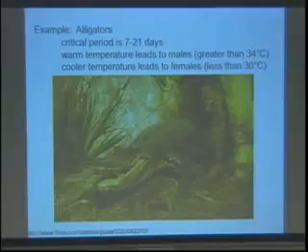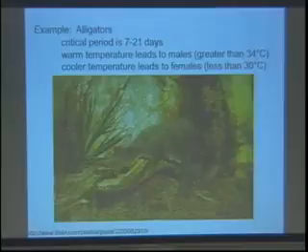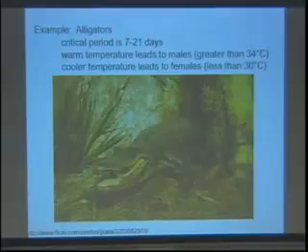So in fact, there's a lot of concern that as there's global temperature climate change, this is going to mess up a lot of animals. Because if the average temperature starts rising, for example, in the case of alligators, what you're going to end up with is more and more males and fewer females. So this is a temperature-dependent system.